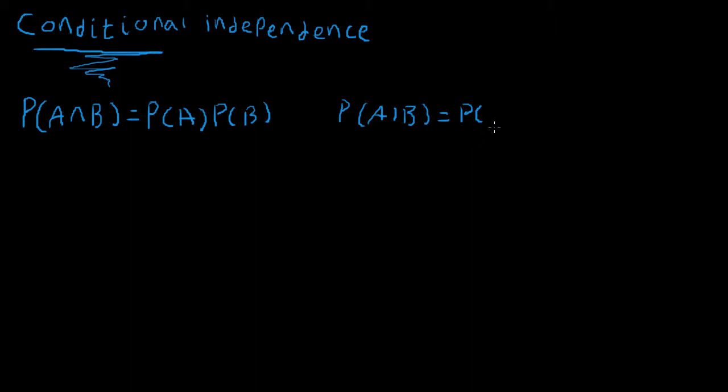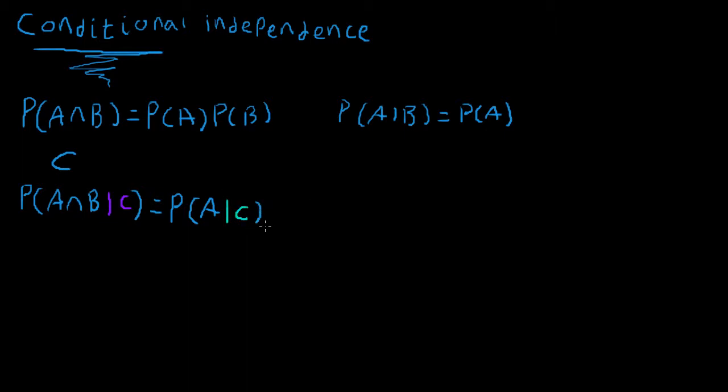conditional on A. So conditional independence says, suppose I have a third event C. So this is a new event. Conditional independence says that the probability of A intersection B given C is equal to the probability of A given C times the probability of B given C.